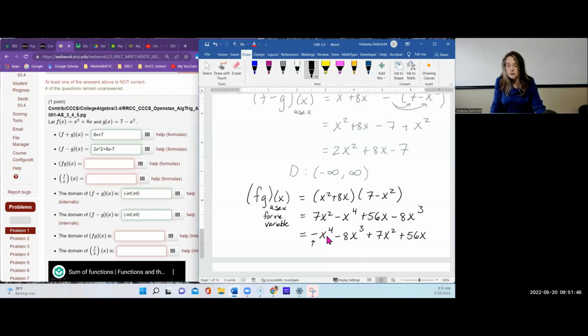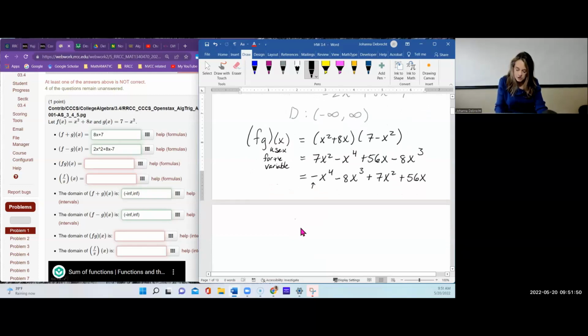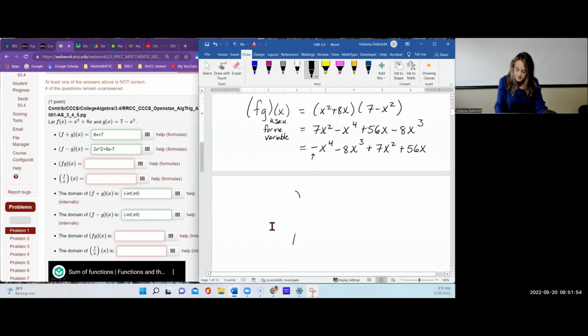This is a new function we created out of two old ones. What would the domain of this function be? Again, we're looking to see what it has in common. F and g both had original domains of all reals. So the domain of the multiplication is going to be also all reals.